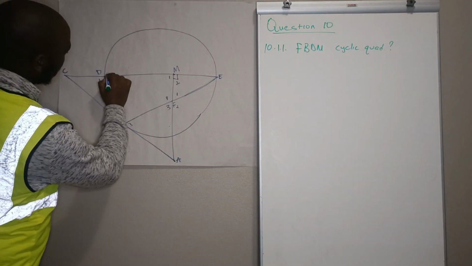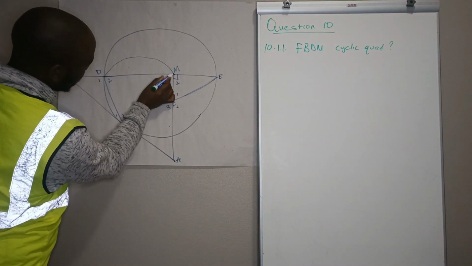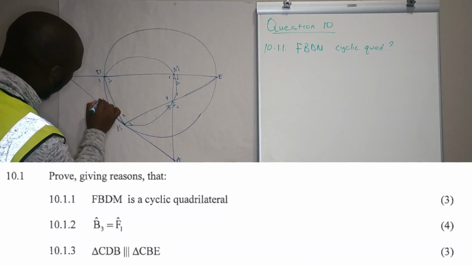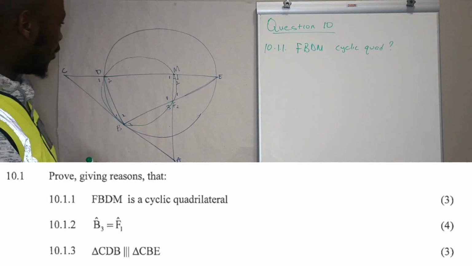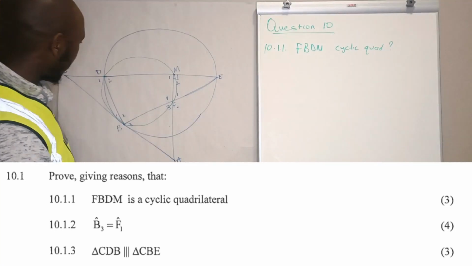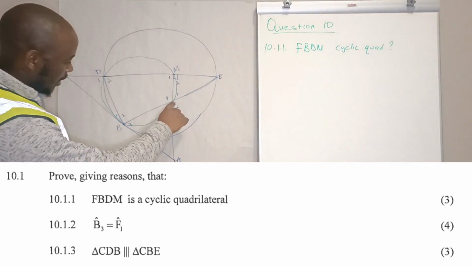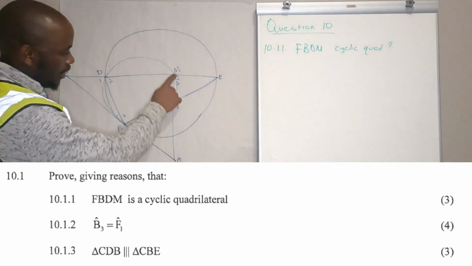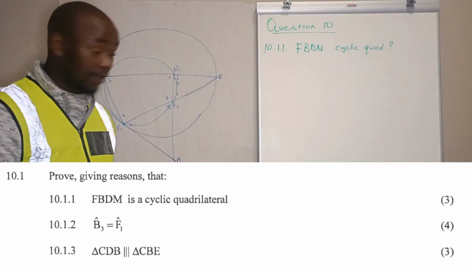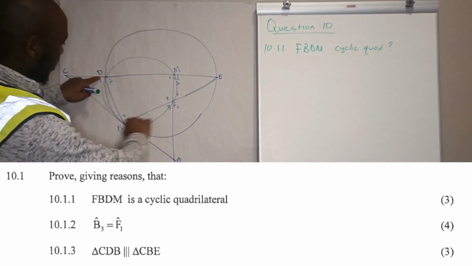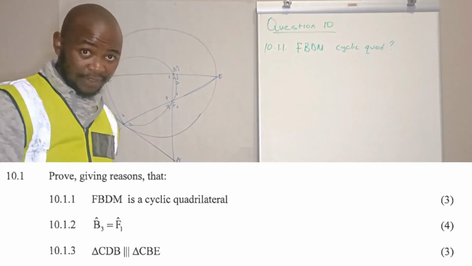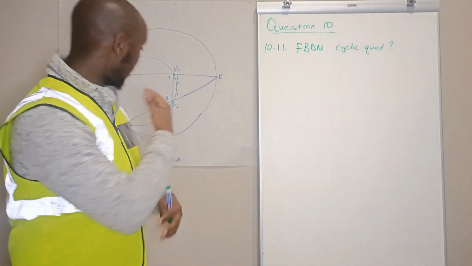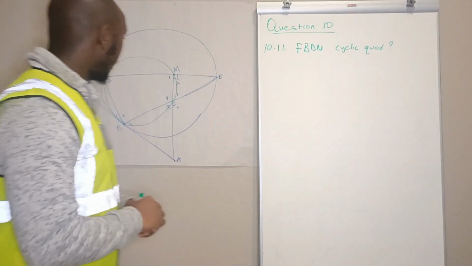All right, so let's try that. I'm going to draw the circle. There it is. It comes here. There is our circle. The circle starts from F, B, D, and M, and then comes back to F. So FBDM must lie on the circumference of the circle. All right. Now, how do we go about proving that this indeed is a cyclic quad?